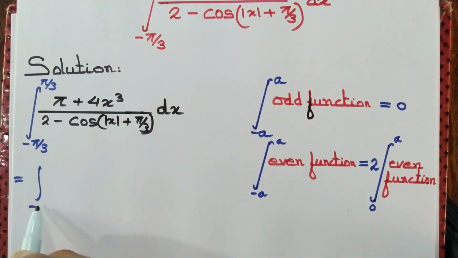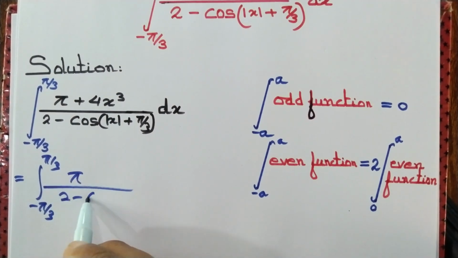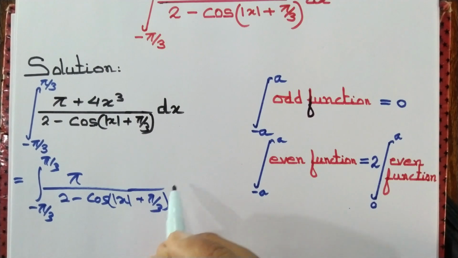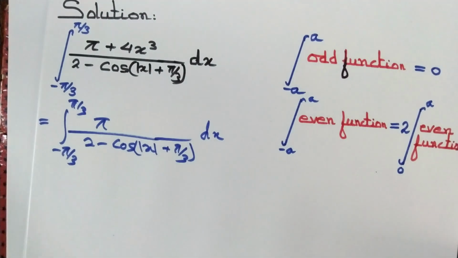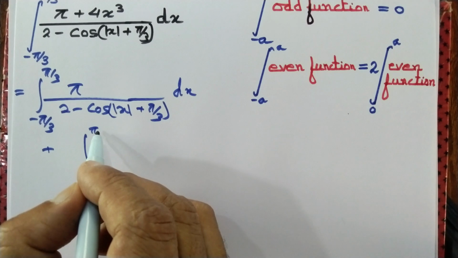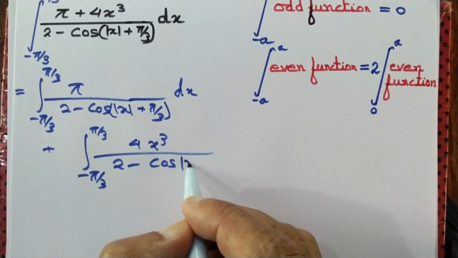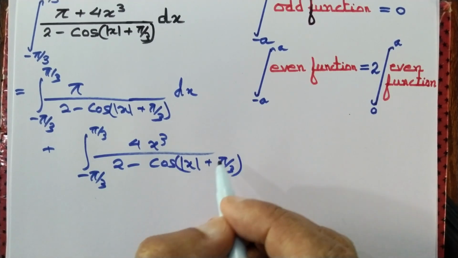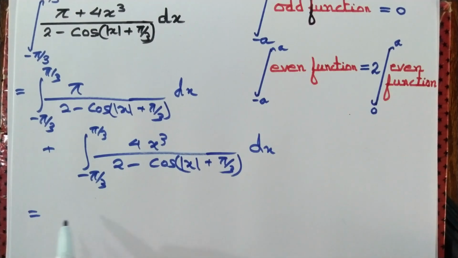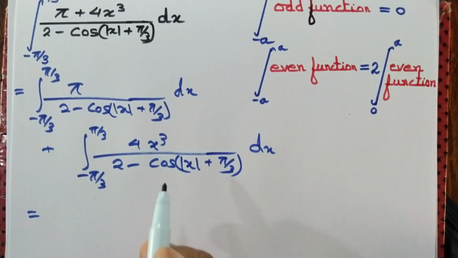So this is equal to the integral from minus pi by 3 to plus pi by 3 of pi divided by (2 minus cos of mod x plus pi by 3) dx, plus the integral from minus pi by 3 to plus pi by 3 of 4x cubed divided by (2 minus cos of mod x plus pi by 3). Now we see that this function is odd and this is even. As we said, the integral of an odd function as x changes from minus a to a is simply 0. So the second one is simply 0.